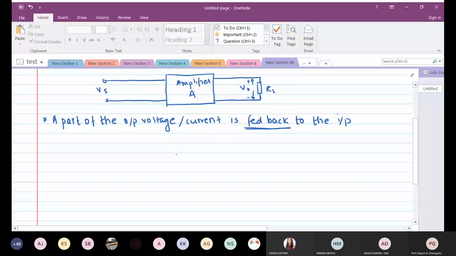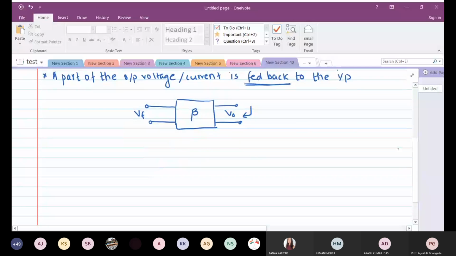Okay, so we have another network over here called the feedback network. Most of the time it is called beta, whose input is Vo. So some part of output is fed back to the input, and we are calling this the feedback voltage Vf. It is easier to understand feedback with voltage amplifiers, so I'm using this.